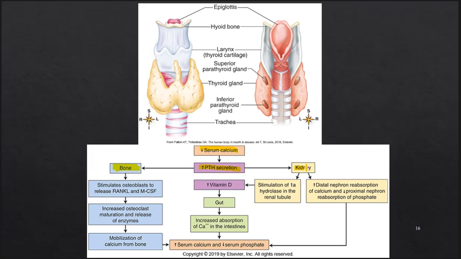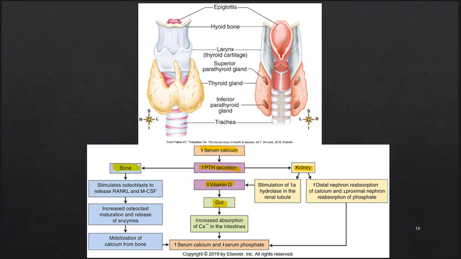The kidneys are going to be stimulated as well so that there's less elimination and more resorption. And the intestinal tract is going to be stimulated in order to increase absorption of calcium in the small intestines, but this is dependent on vitamin D.